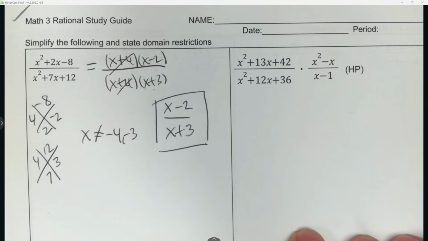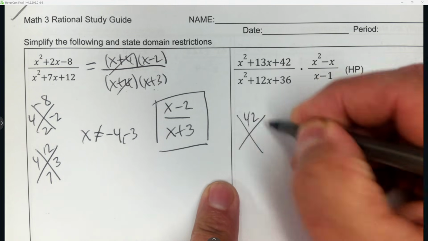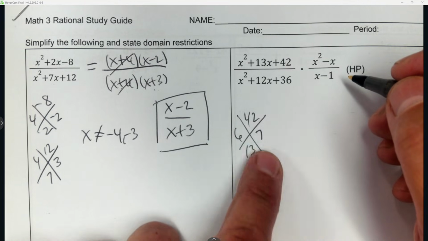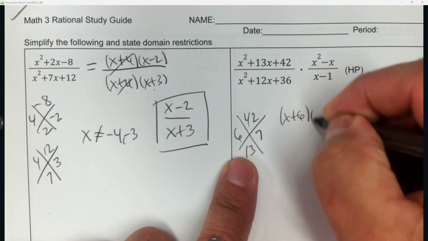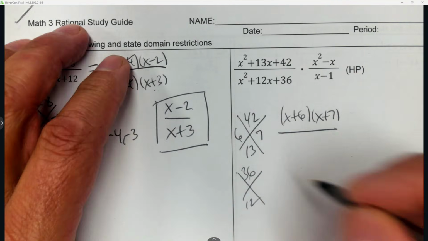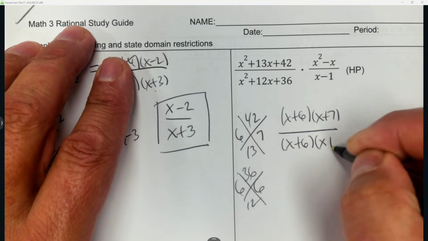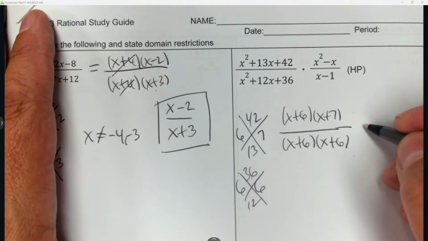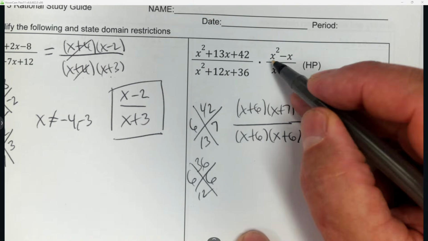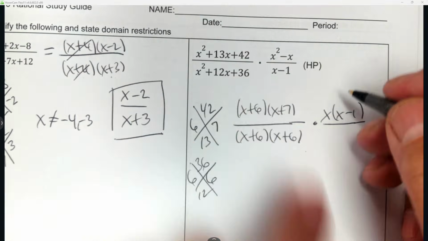Next one. I want to factor the numerator. Two numbers that multiply to 42 and add to 13 are 6 and 7. Look at the denominator. Two numbers that multiply to 36 and add to 12 are 6 and 6. I'm not going to write down 6 squared, so it makes it more complicated to simplify. So I'm just going to write 6 and 6. This numerator, we're going to factor out an x, and you're left with x minus 1. And the denominator is prime.